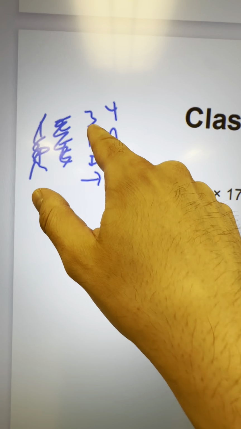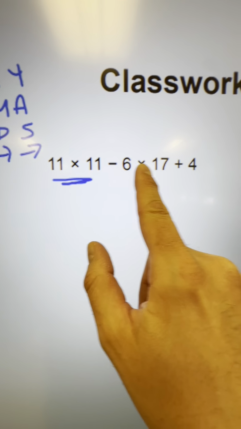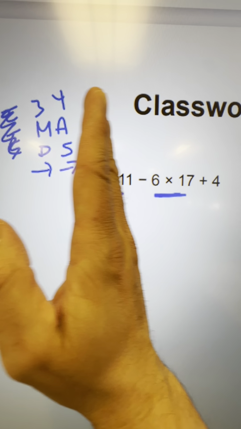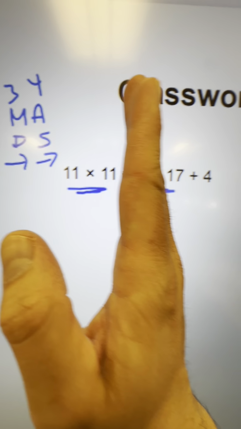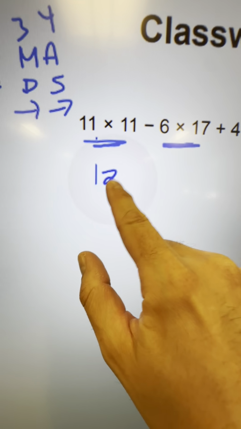Now I go to step 3, multiplying and dividing from left to right. So I have multiplication in 2 spots. I have it here, and I also have it here. Left to right means we're going to multiply the first one that pops up. So this is my first problem. Here's my second one. So do the first one, which in this case will be 121 when I multiply that.